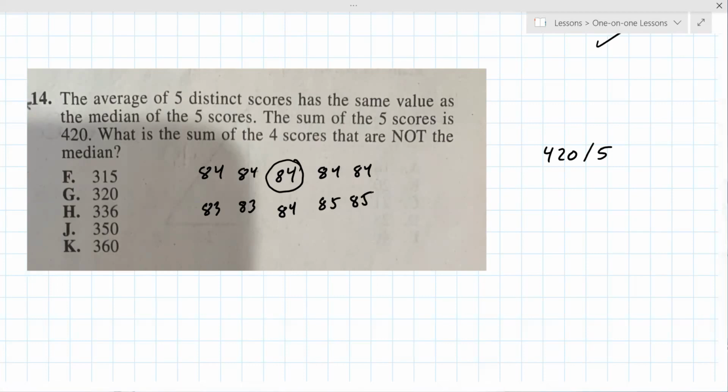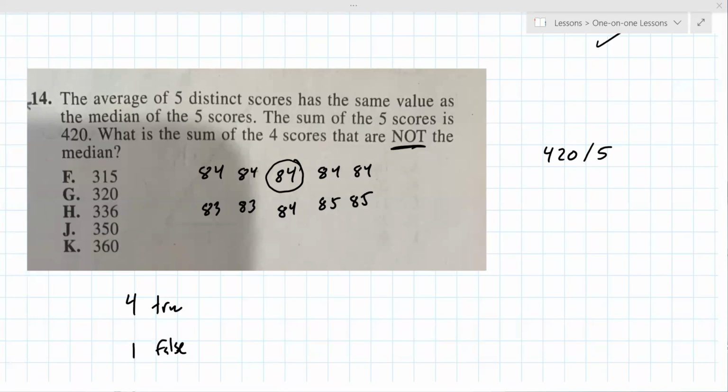So the sum of the 4 scores that we have here, we have to figure out what it could be. This is a "not" question, which means there are 4 true and 1 false. It's tricky. I just guessed. I have no idea how to do this. But are you seeing how you could maybe work through this?